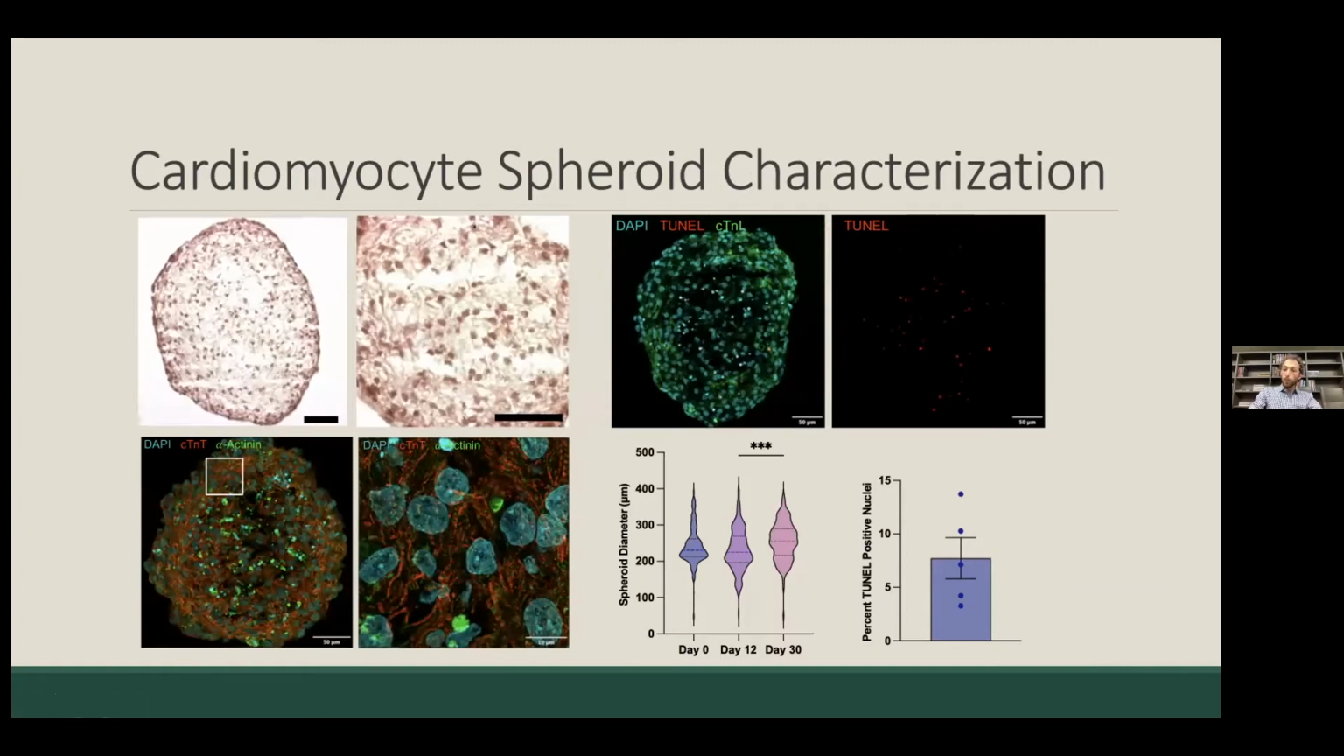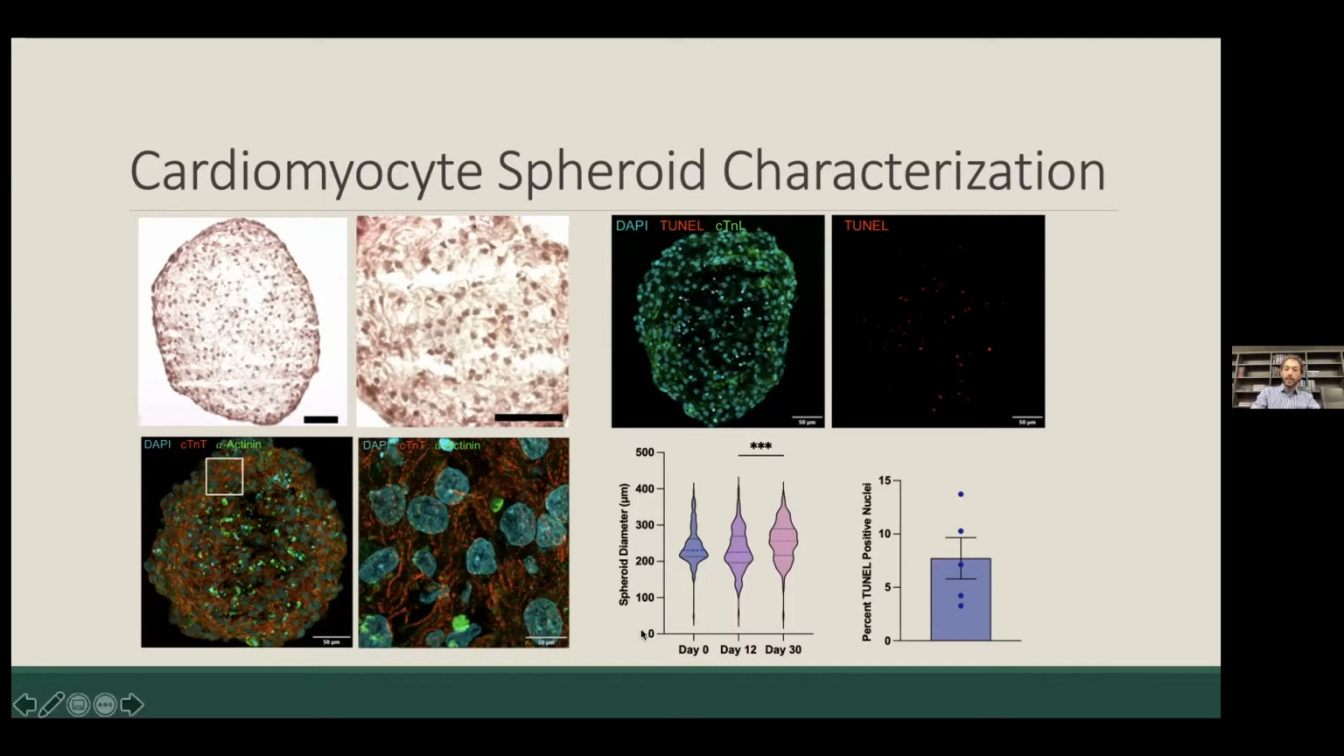So although there was some apoptosis that we found in these spheroids, we were excited to see that it was not localized to any sort of core region, which would be the main concern for these several hundred micron diameter tissues with nutrient transport and diffusion to the center.